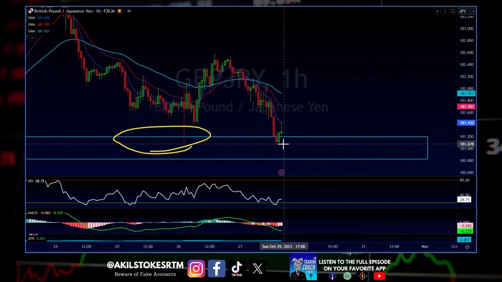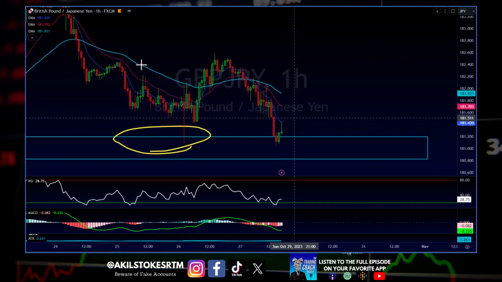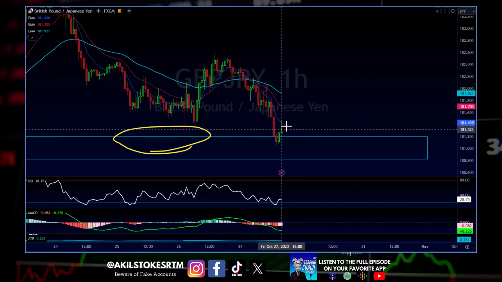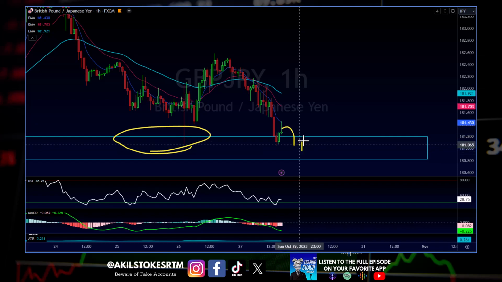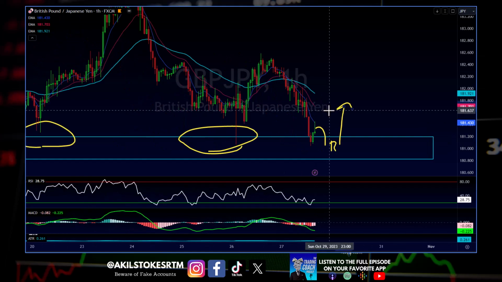So what I would be looking for down here is another double bottom type of action, meaning that price action gives us one more test. The sellers try to push it down once again. We get another rejection at this level and then look to trade it back up. So a nice structure-based buying opportunity here on the pound yen, 4 hour, 1 hour, whatever your time preference is.